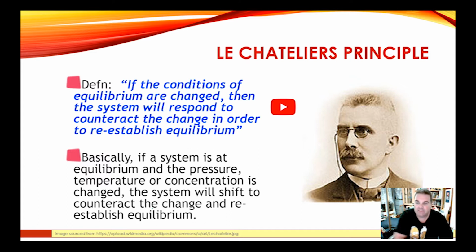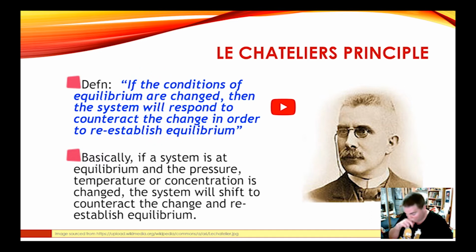However, despite that, he was still actually able to contribute to chemistry. So he came up with what's called Le Chatelier's principle, which basically states that if the conditions of equilibrium are changed, then the system will respond to counteract that change in order to re-establish equilibrium. Okay, so it's very, very wordy.